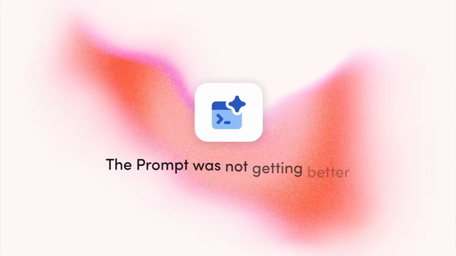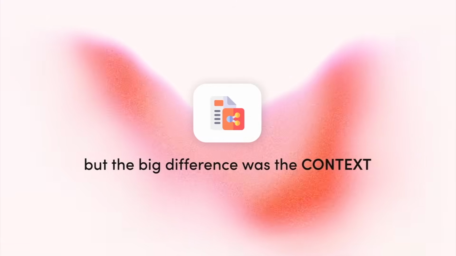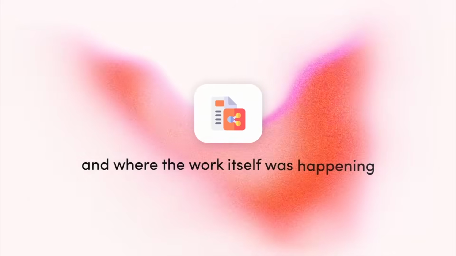The crazy thing in all of this is that the prompt wasn't getting better. I wasn't getting better at prompting all of a sudden. But the big difference was the context and where the work itself was happening, right? Instead of just getting better at prompting, I was essentially building a system that remembers and gets better over time, basically as part of my daily work.